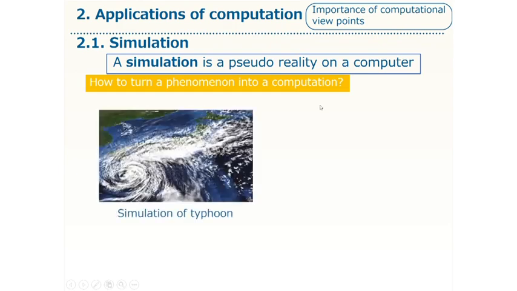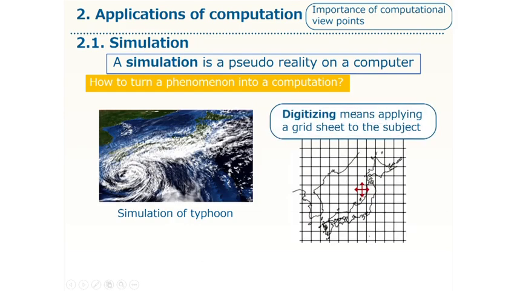Let's consider simulations used for weather forecast. The first point is digitization. Remember, I explained before, digitization is like applying graph paper to your focus. When you apply this graph paper to, for example, the passing of clouds, we can use formulas from physics to in some way express how the clouds may move from one square to another.